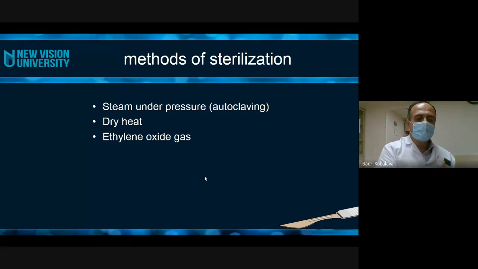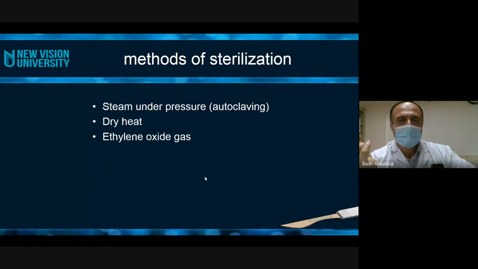So these methods I described just dramatically decrease the quantity of the microorganisms. But we also have methods which totally eliminate any microorganism, including bacteria, viruses, fungi, prions, or spores of the microorganisms, because spores are very resistant.